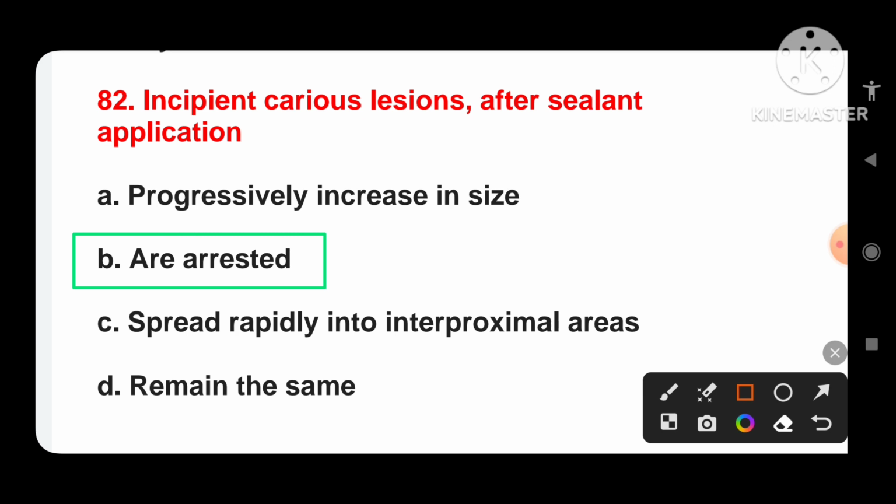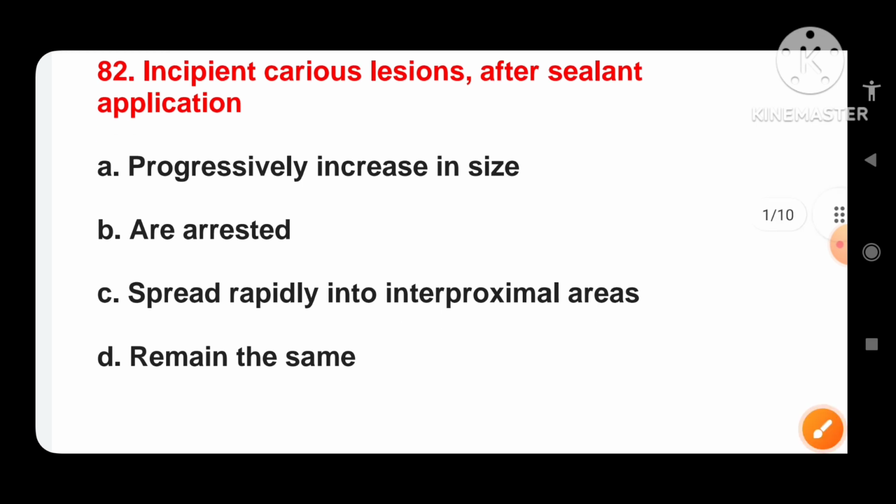Actually, sealants are a preventive dental treatment, a thin plastic coating applied to the chewing surface of the molars and premolars to prevent the development of dental caries. When sealants are applied to the incipient carious lesion, they create a protective barrier that prevents the bacteria and acid from reaching the tooth surface, thus arresting the development of the caries. So the correct answer would be arrested. Incipient caries lesion after sealant applications are arrested.